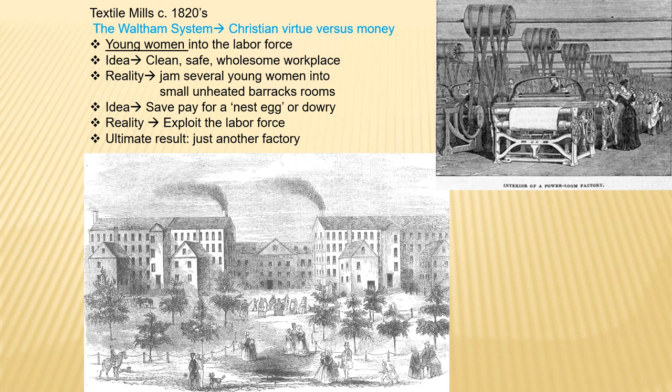To be clear, you are an economic slave. Now, you can't be beaten, really. You can't be whipped. And you can't be bought or sold. And that's really the only technical difference between a poor laborer in the North and a slave laborer in the South. You cannot be bought or sold. But in terms of the economic impact, it's basically the same.